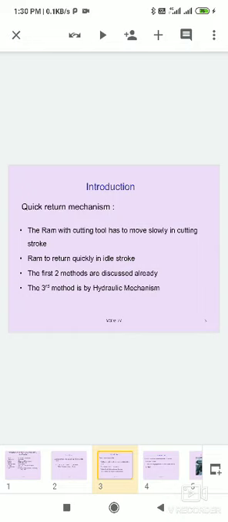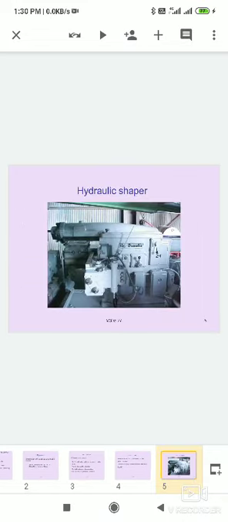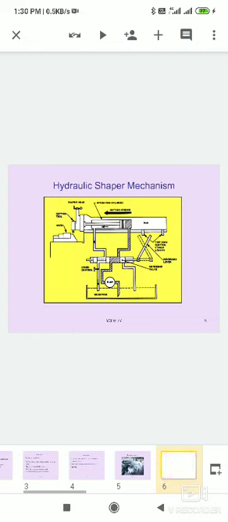This is a hydraulic shaper machine, and this is also the hydraulic shaper machine line diagram. This part consists of an oil tank, oil pump, relief valve, reversing lever pivot.